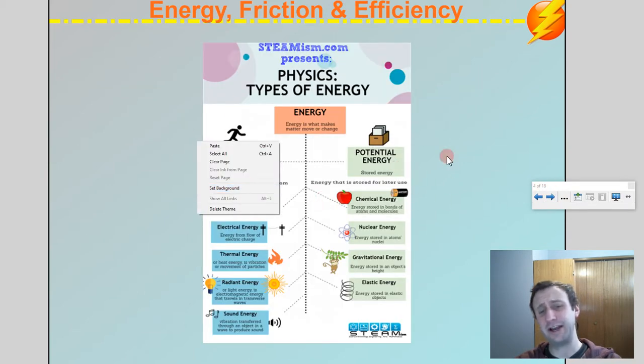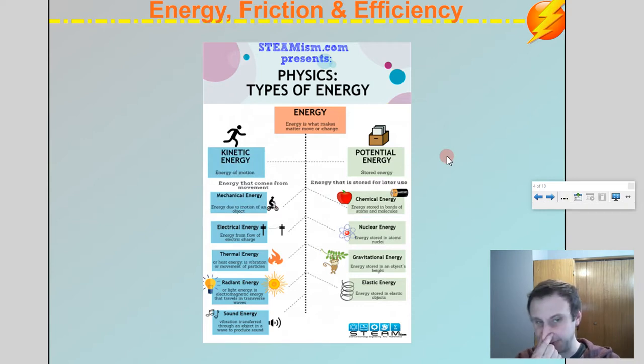This is a nice diagram, but it's so tiny that I know it's tough for you to see. It's splitting up energy into those two types, kinetic and potential energy. Some good examples of kinetic energy are mechanical energy, which is energy due to motion or movement, electrical energy, which is energy from the flow of electrical charges, and thermal energy, which is like heat energy.